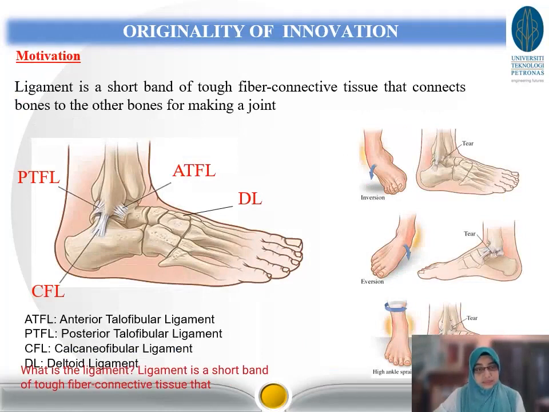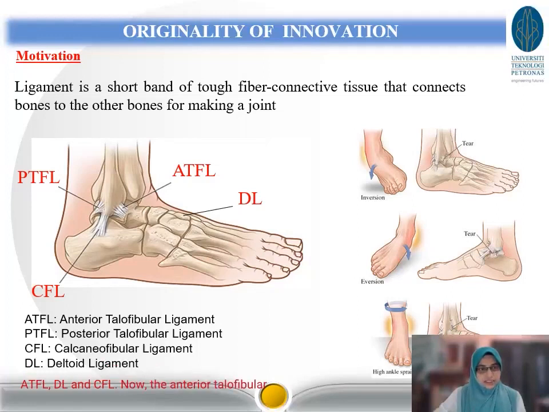Now, what is a ligament? A ligament is a short band of tough fibrous connective tissue that connects bones to other bones for making a joint. There are 4 types of ligaments around our ankle, which are PTFL, ATFL, DL, and CFL. The anterior talofibular ligament is more prone to injury compared to the rest. The damage to the ankle ligament is due to foot inversion, although other types of movement may also cause injury.